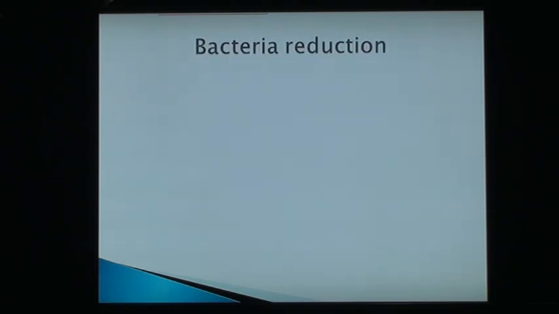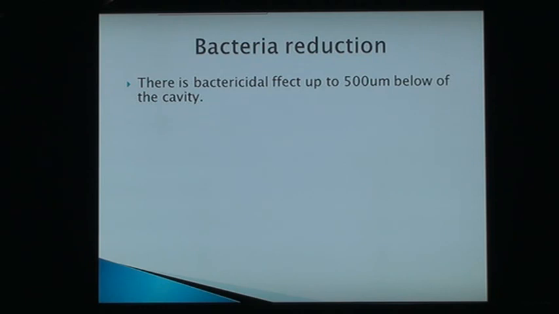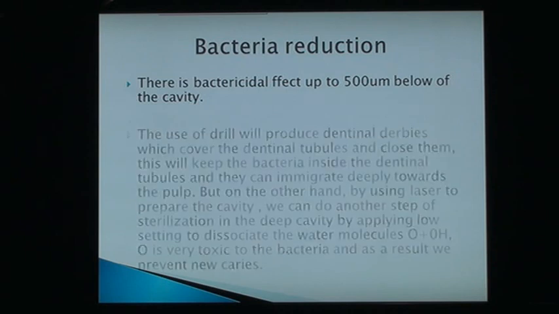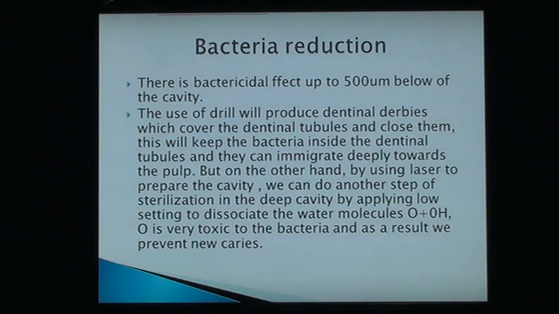Now we will talk about the second factor, which is bacteria reduction. Studies show that there is bactericidal effect up to 500 micrometer below the cavity surface. The use of a drill will produce dentinal debris which cover the dentinal tubules and close them. This will keep the bacteria inside the dentinal tubules and they can migrate deeply towards the pulp.